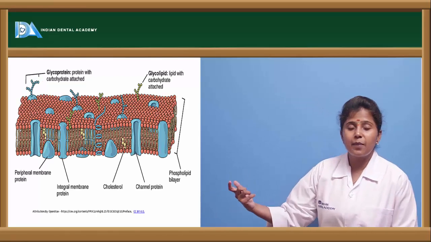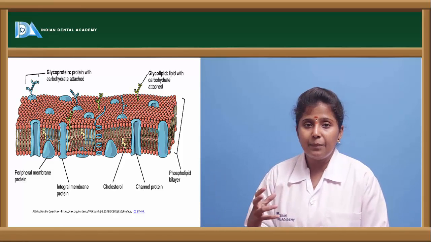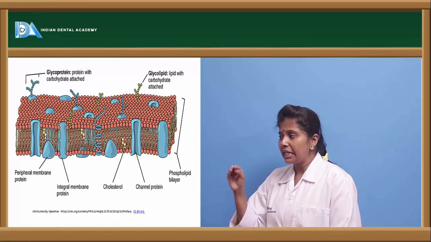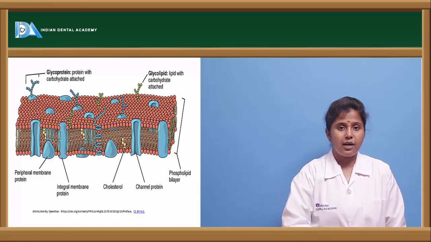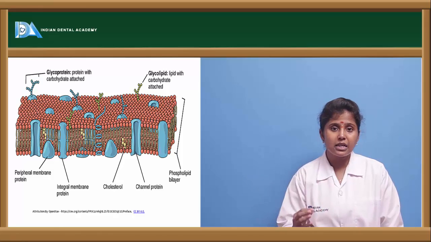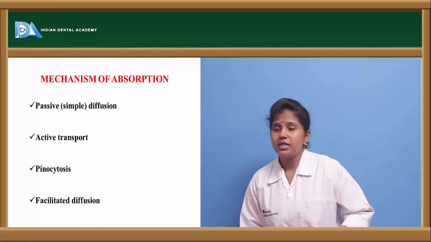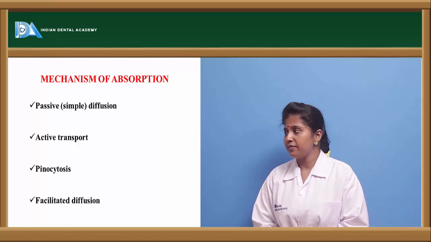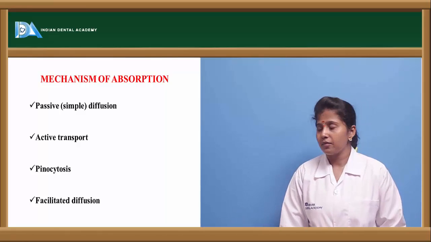This is the plasma membrane structure. The plasma membrane has a phospholipid bilayer, so it has lipid structures, and it has integral proteins, peripheral membrane proteins, cholesterol and channel proteins. Through all these proteins or channels, the ionic molecules or drugs enter into the plasma membrane. The mechanisms of absorption are passive or simple diffusion, active transport, pinocytosis and facilitated diffusion.